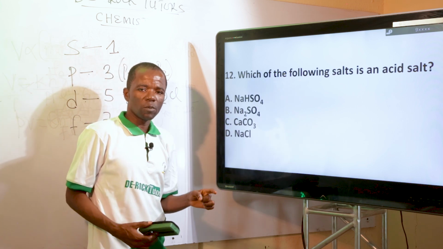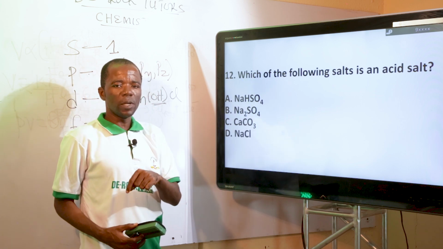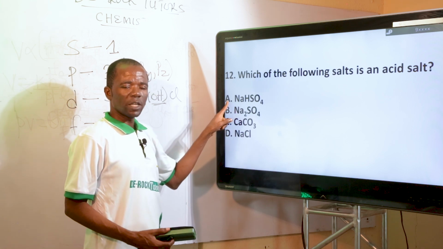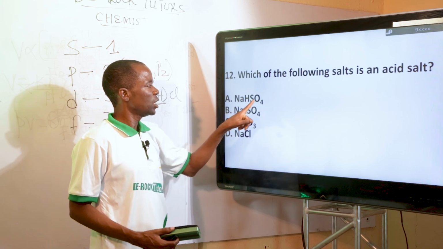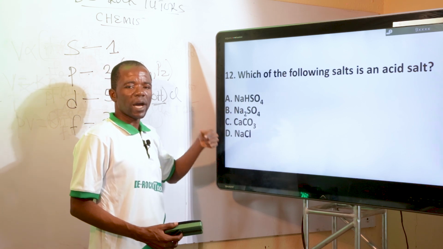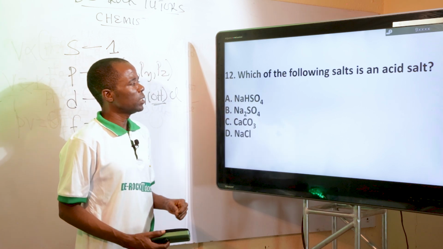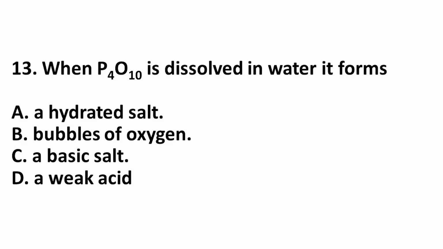An acidic salt is formed when all the hydrogen atoms in an acid have not been completely replaced by either ammonium ion or metallic ion. And looking at the options, it is obvious that the correct answer is sodium hydrogen tetraoxosulfate(VI), NaHSO4. Because you can see there is still 1 hydrogen here that is yet to be replaced by ammonium or by a metallic ion. So this is the correct answer, option A. Let's go to number 13. When phosphorus(V) oxide, which is P4O10, is dissolved in water, it forms dash.